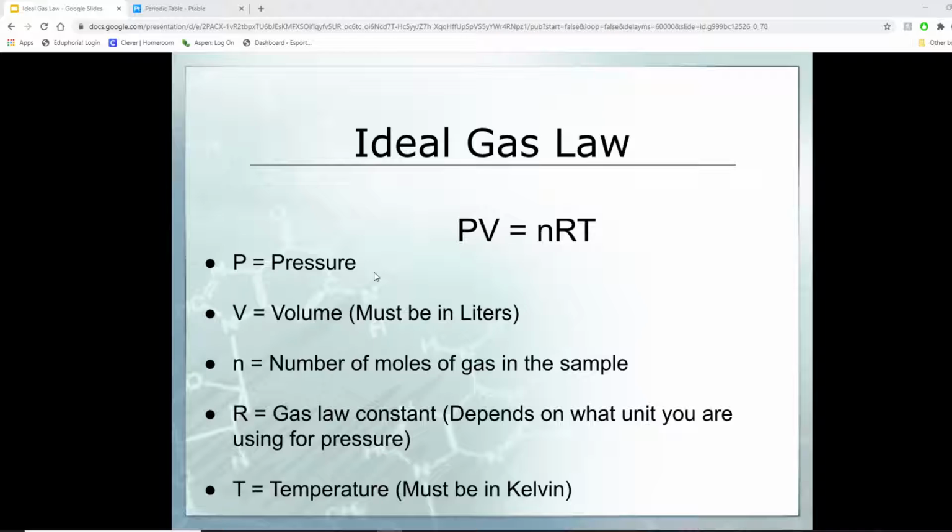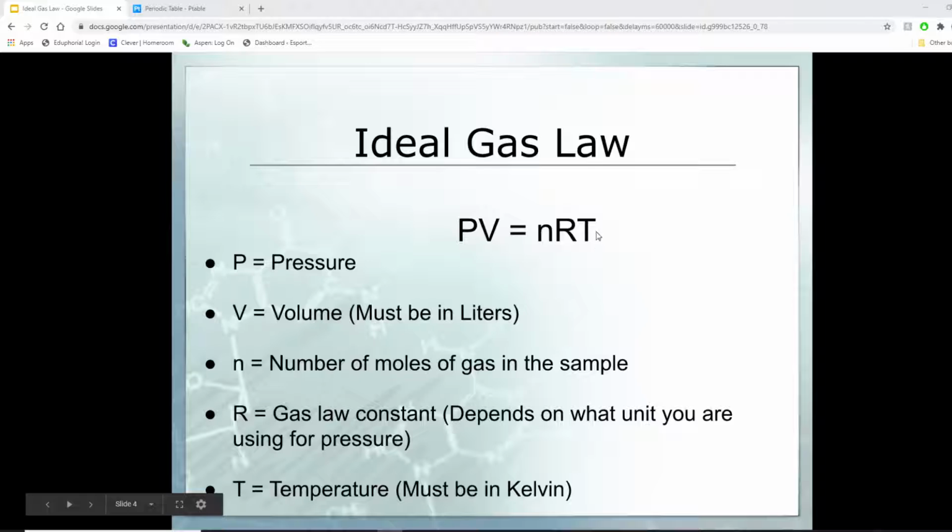Okay, your R is what's called the gas law constant. And it's just a value you're going to plug in there. What value you use depends on the unit that you're using for pressure. On the next slide, I'll show you a chart that has the different values of R that you can use depending on what your pressure unit is. But it's always going to be one of those three values. It's never going to be anything else.